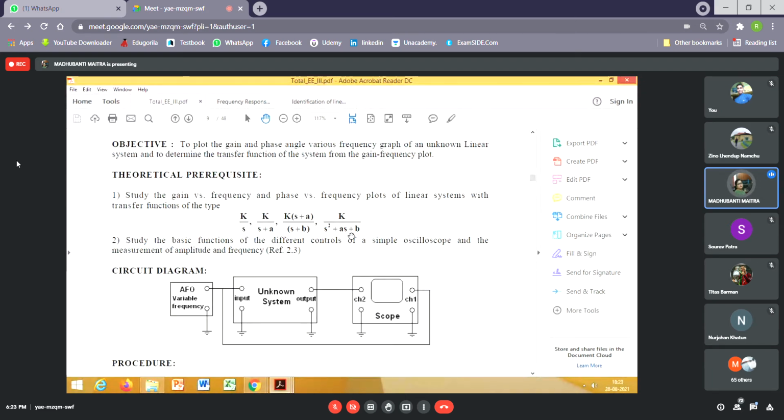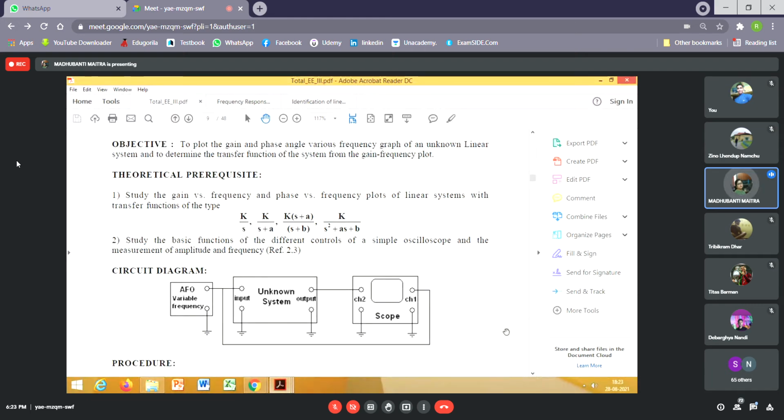Actually, this is your prerequisite. You're being asked to plot the Bode plot, right? You're being asked to sketch the Bode plot. This is basically the prerequisite. The knowledge of Bode plot is prerequisite of this particular experiment. So in your report, first of all, you'll have to draw the Bode plot. That means gain versus frequency and phase versus frequency plots for these systems. Clear? Clear, yes, ma'am. This is question number one.